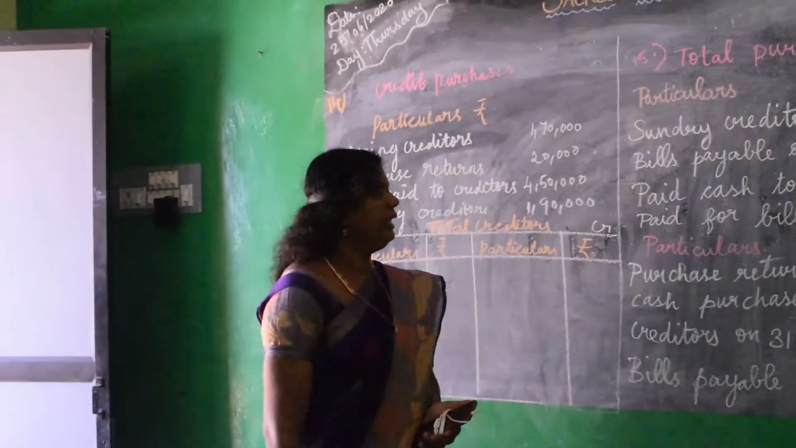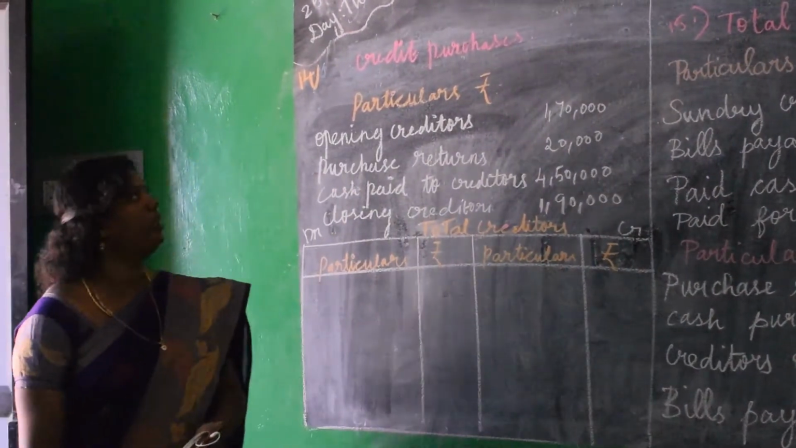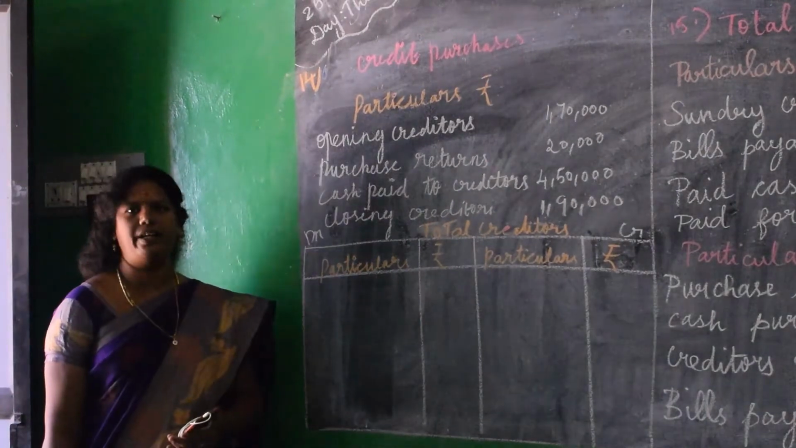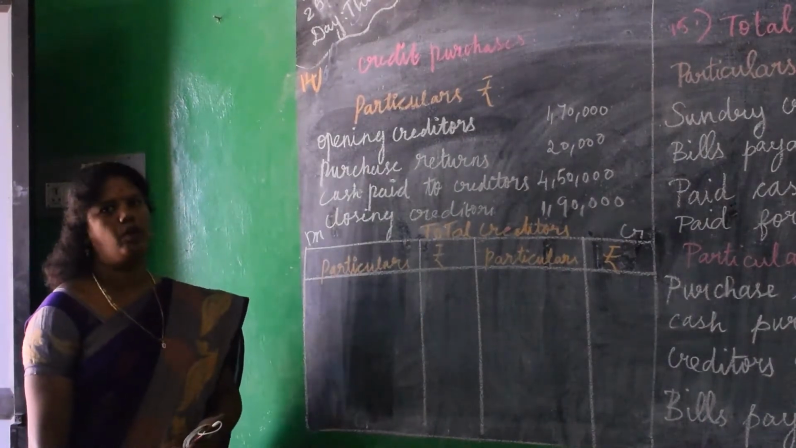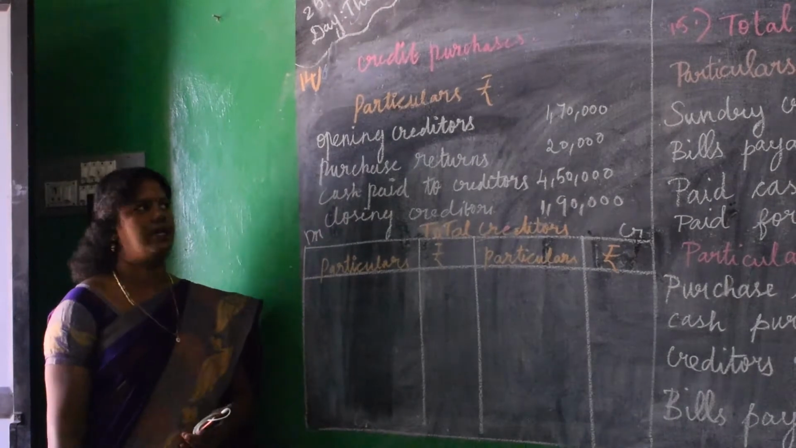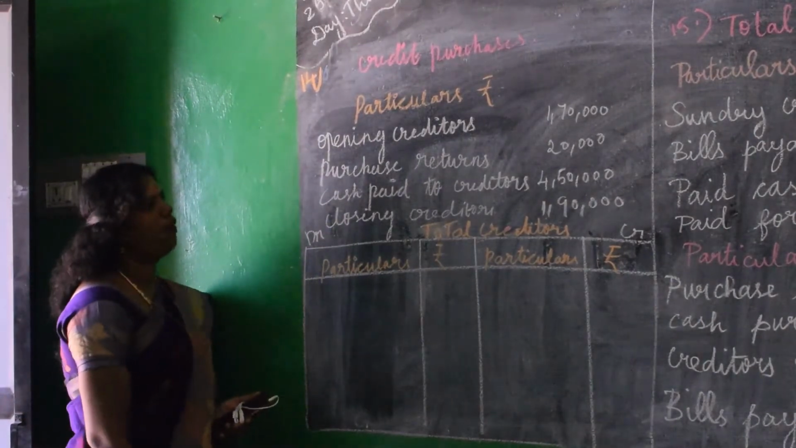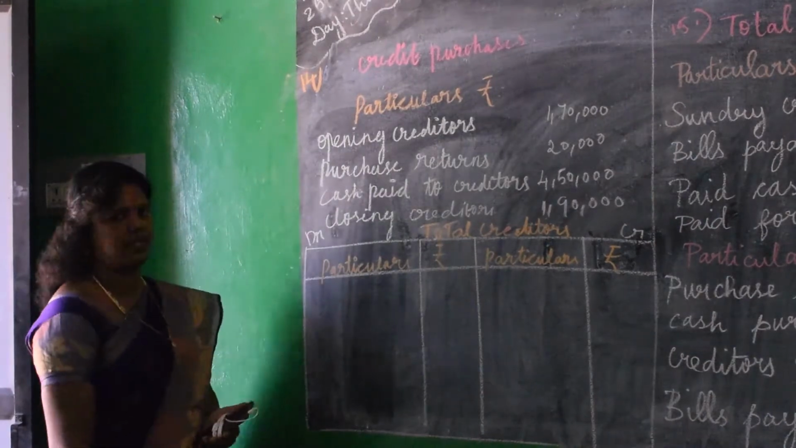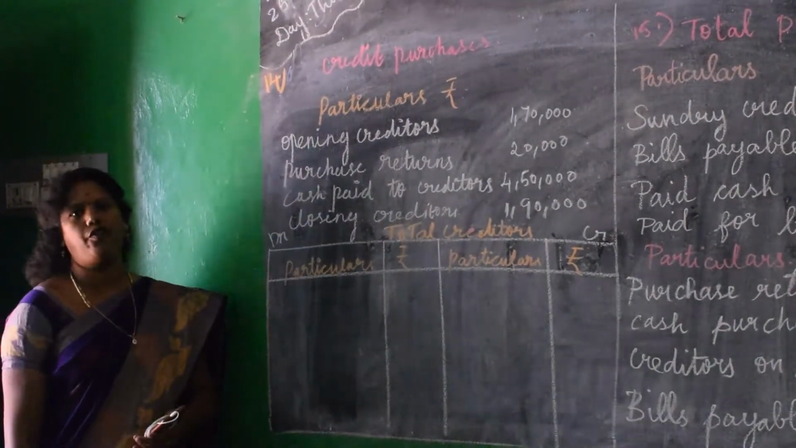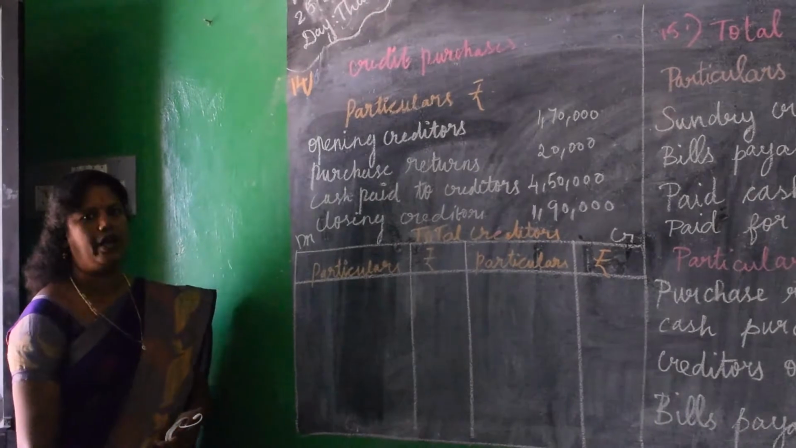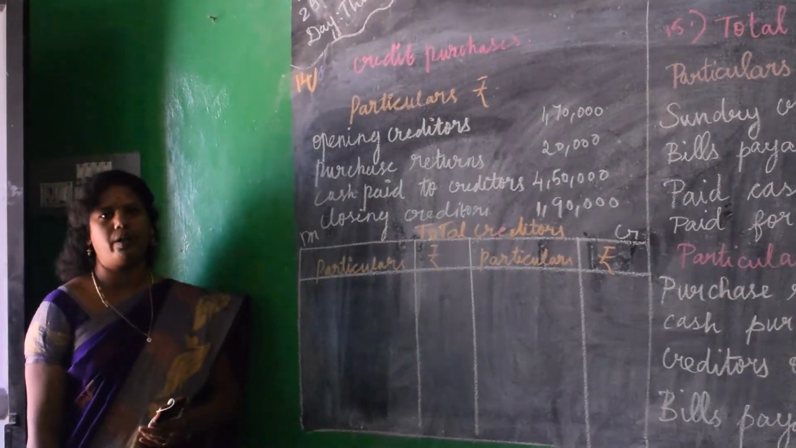Children, in the last class, we dealt with the credit sales. That is, we found out the credit sales to find out the total debtors. The next problem is the 14th problem. Here we are going to find out the credit purchases. Before that, we have a quick review of the total debtors. Why are we finding out the total debtors? In order to find out the credit sales.